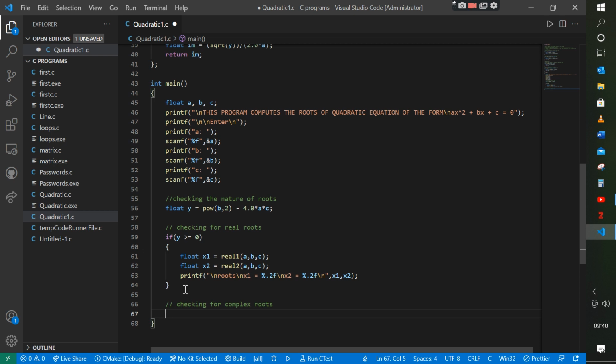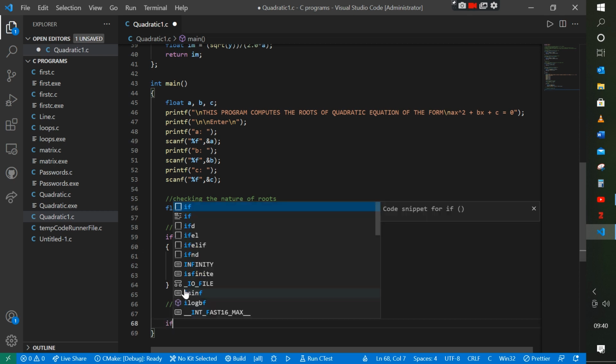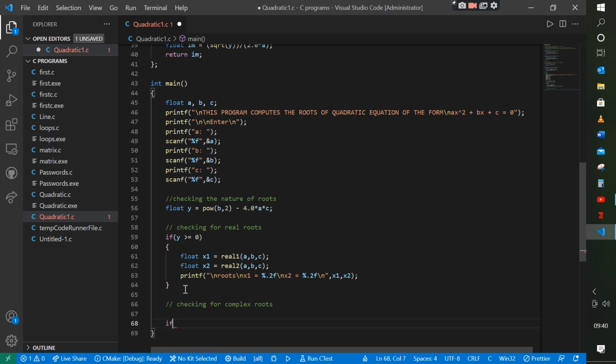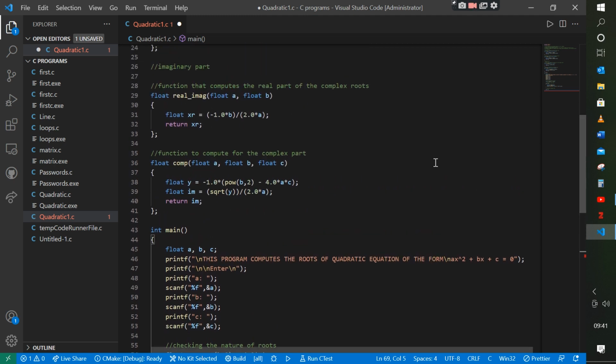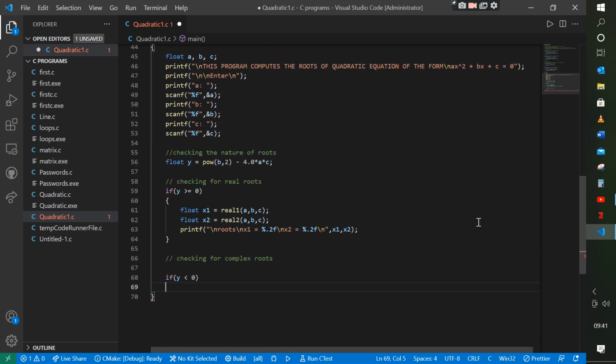we are now checking for complex roots. If the y we have is less than 0, then we shall know that whatever we have under the square root, like in our function, look at our function here, whatever you have in the square root is negative. So we shall open the brackets.